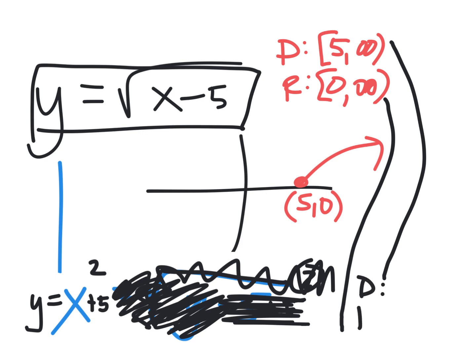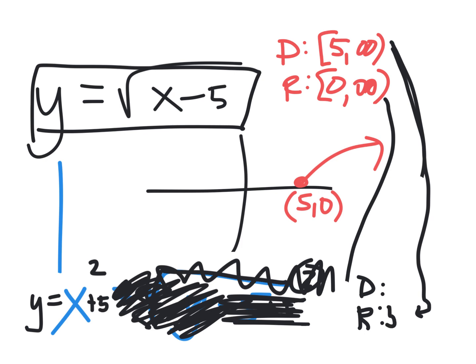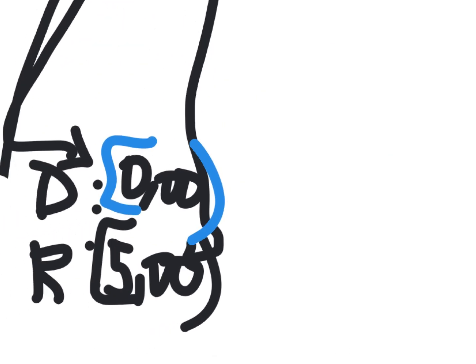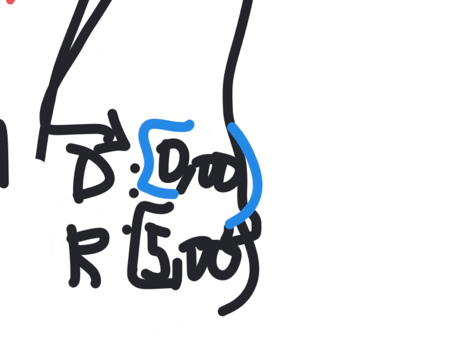Do you just copy them over? No, you reverse them. So the domain here becomes the range, 5 to infinity, and your domain comes from this range here, 0 to infinity. They're just the exact same thing as the original, except reversed.